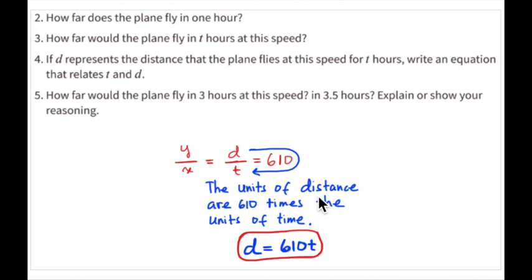So the units of distance are 610 times the units of time. So I'm going to do this a lot. We're going to say this value is so many times this value, because that's what it is. When you do this division, that's what you are figuring out.